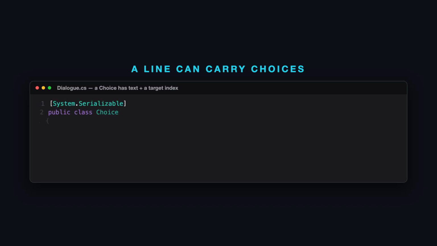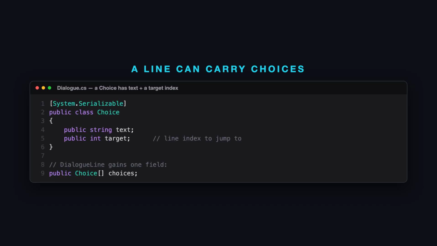Now the fun part, branching. Some lines aren't just text, they're a question with options. So we add one more piece to our data, a Choice class. Each choice has the text to show on a button, and a target, the line index to jump to if it's picked. Then DialogueLine gets a choice array.